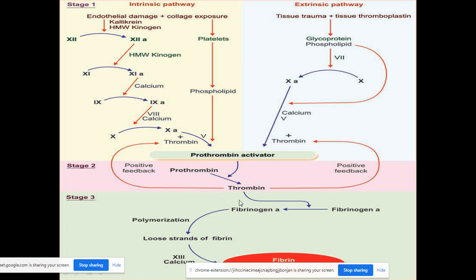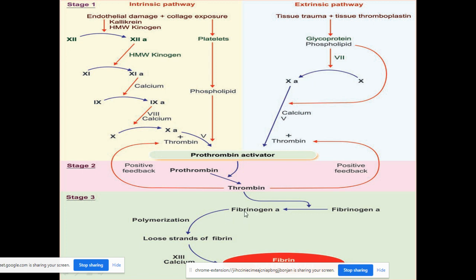More and more thrombin will be formed. By this, the prothrombin activator will call more and more prothrombin, and more thrombin will be formed from this prothrombin. So this will go and accumulate at the site of the injury. Next, this is necessary for the conversion of fibrinogen to the activated fibrinogen.